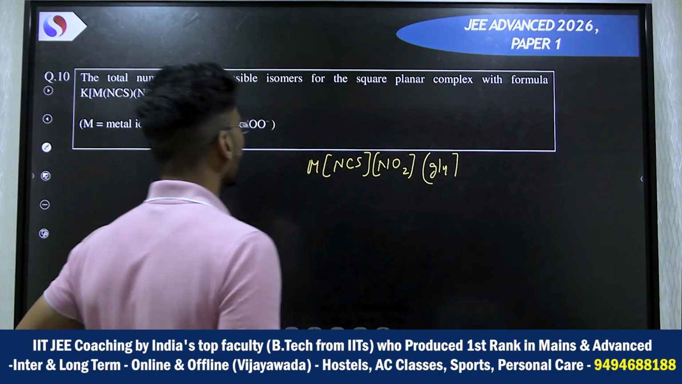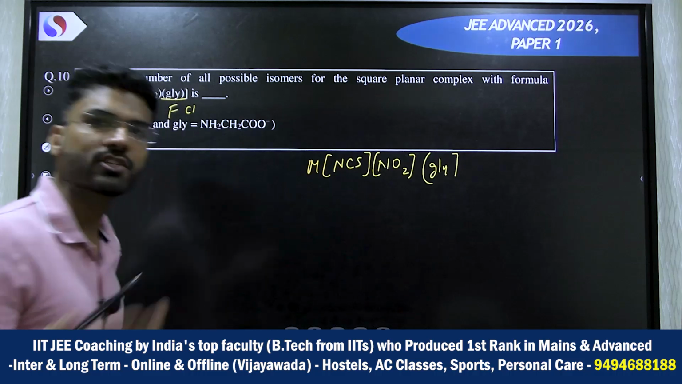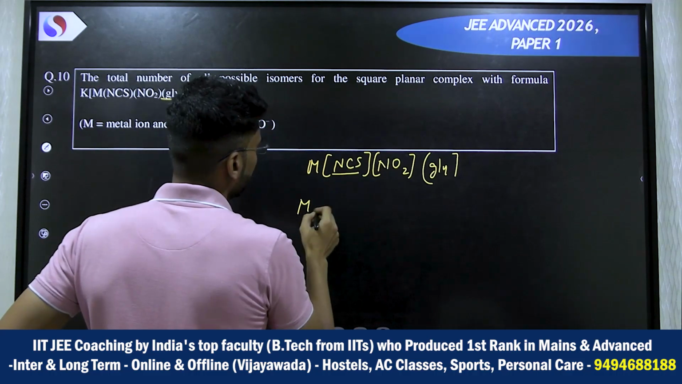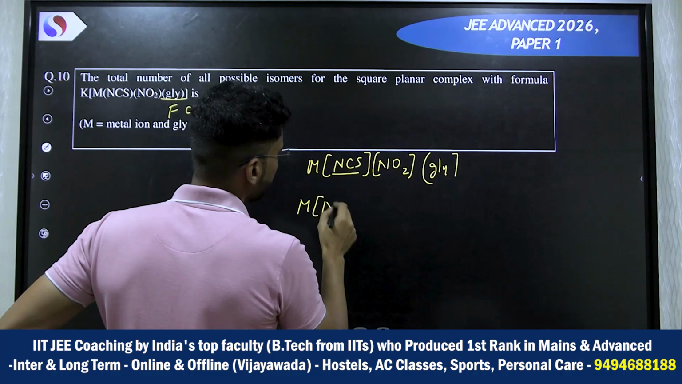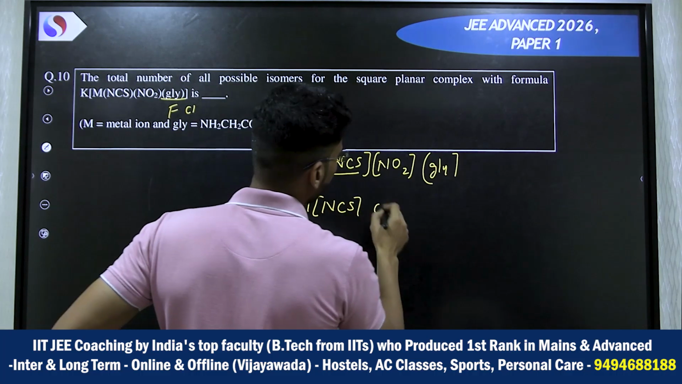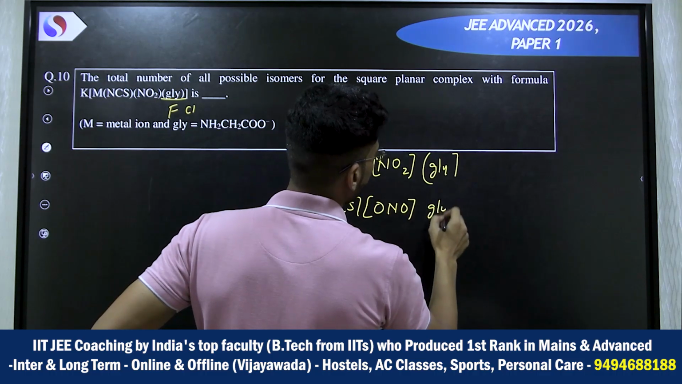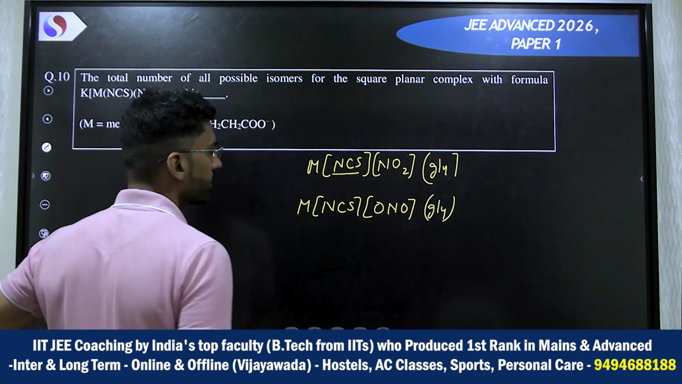Okay. So let's see how many linkage isomers are possible. I know that this is also a linkage metal. I can keep NCS as it is, and the nitro group I can link with the oxygen. So this is glycine. One linkage isomer is possible this way.